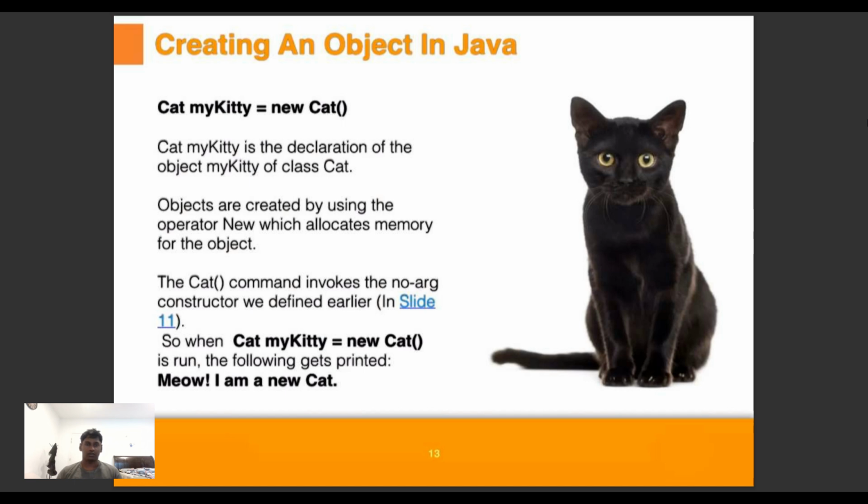Creating an object in Java. So, the basic syntax to create an object in the Cat class, for example, is Cat myKitty = new Cat(). Cat myKitty is the declaration of the object myKitty of class Cat. Objects are created by using the operator new, which allocates memory for the object. The Cat command invokes the no argument constructor we defined earlier. So when Cat myKitty = new Cat() is run, the following gets printed.